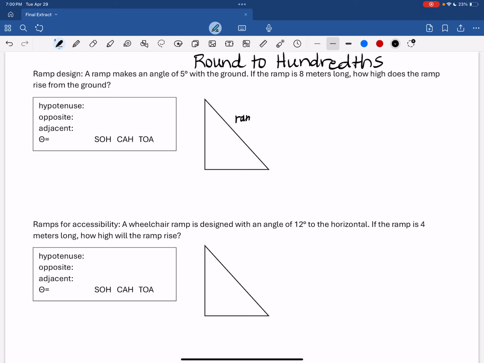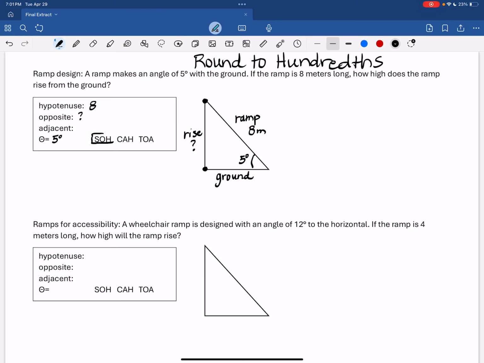A ramp makes an angle of 5 degrees with the ground. If the ramp is 8 meters long, how high does the ramp rise from the ground? So we want to know this rise right here. Again, this picture is not to scale. The hypotenuse is the ramp, that's 8. The rise is what we want to know, and we know little theta is 5 degrees.